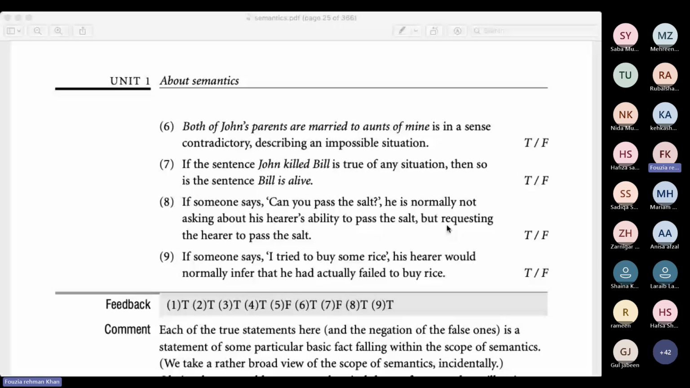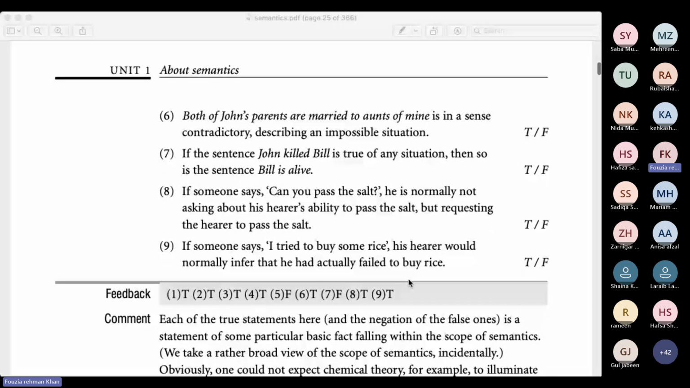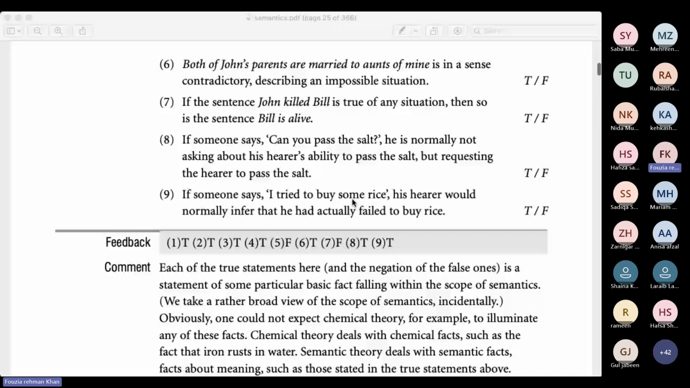If someone says, I tried to buy some rice, his hearer would normally infer that he had actually failed to buy the rice. This is true. I tried to buy the rice means he wanted to and he made certain efforts, but this sentence shows that he actually failed to do it. Okay. So this is how we have practiced this exercise and we are done with this, right?